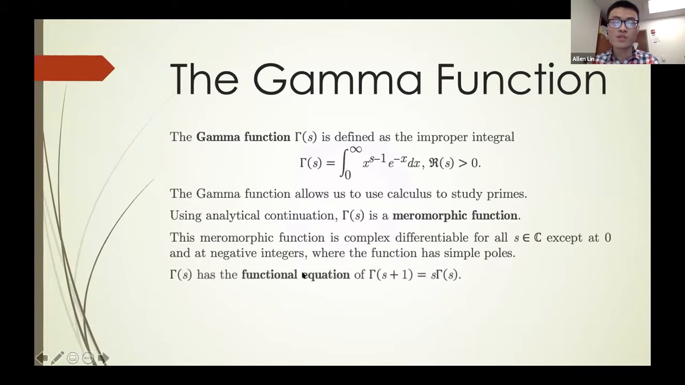Gamma of s has the functional equation gamma of s plus 1 is equal to s gamma of s. Therefore, if you know, say, the value of gamma of 5, you can find gamma of 6 and gamma of 7 and so on recursively. So using this property, one special value of the gamma function is gamma of 1/2 is the square root of pi.